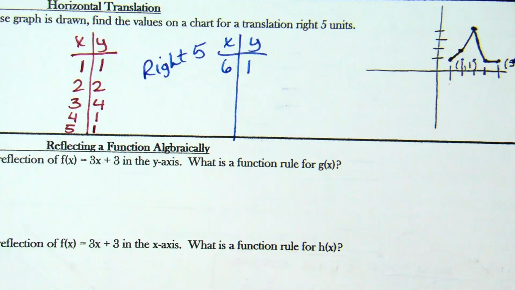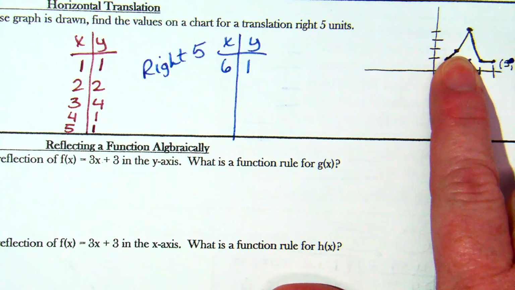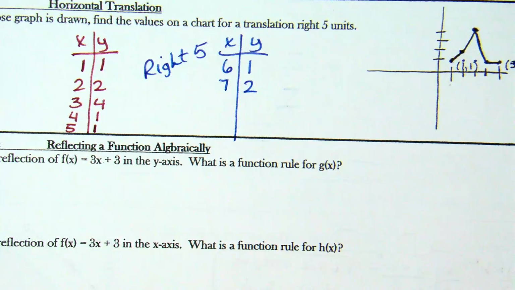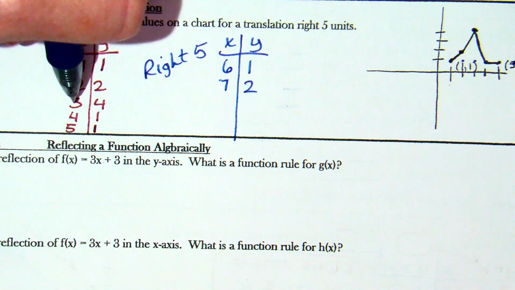So if I take the point 2, 2, and I move it 5 right, where does that end up at? 7, 2. What's the shortcut? Add 5 to only the x's. Because when you move something left or right, what's changing? Just the x. So 3, 4 becomes 8, 4. 4, 1 becomes 9, 1. And 5, 1 becomes 10, 1.